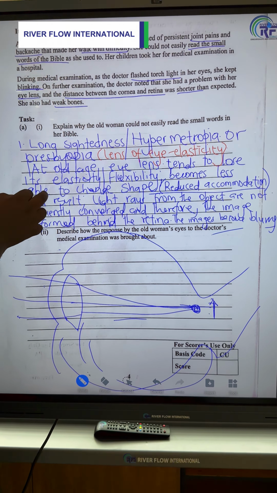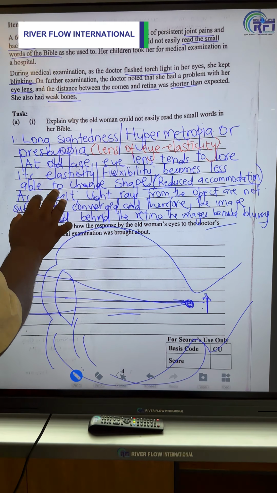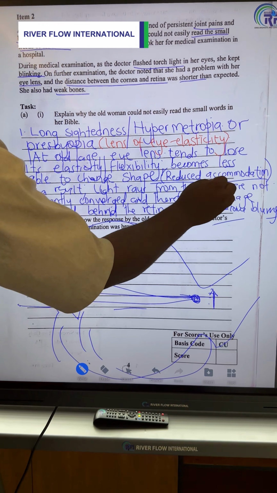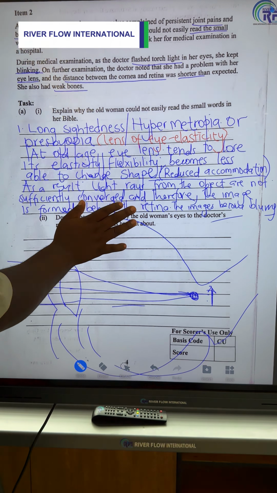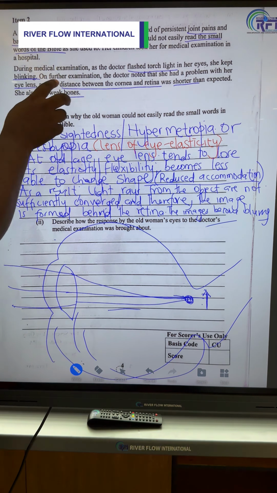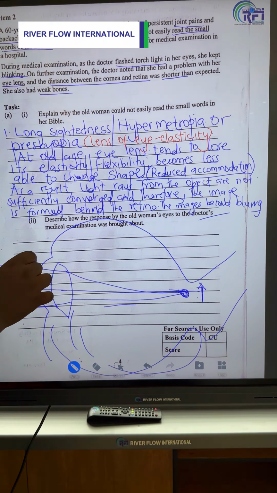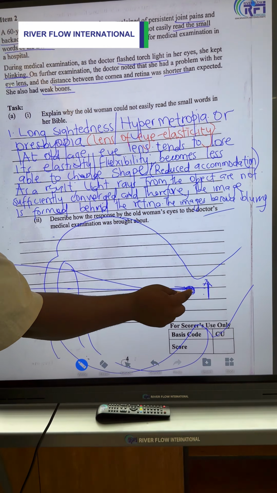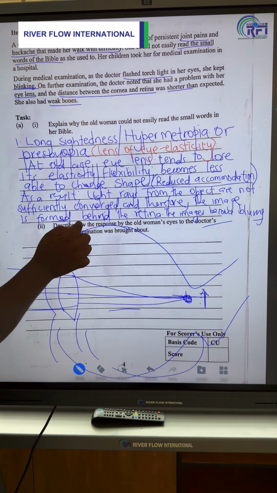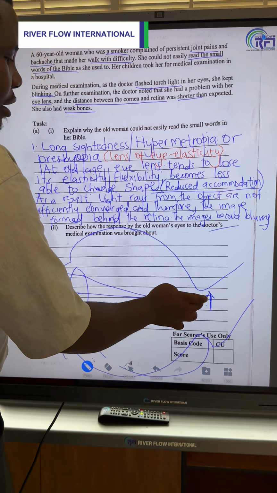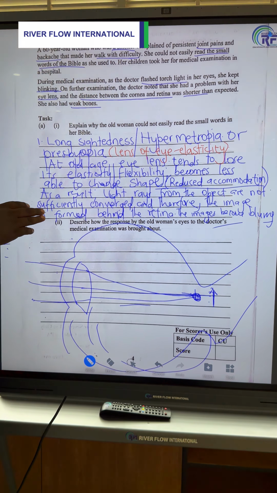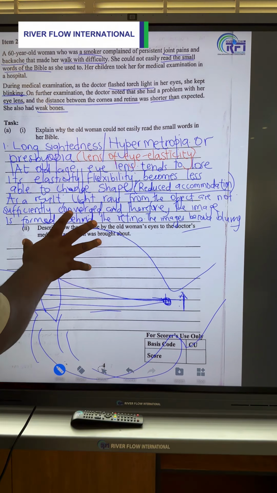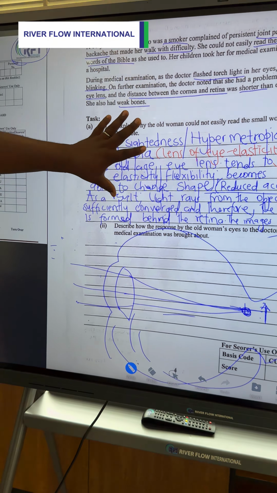The ability of it to easily change shape depending on where the light rays are coming from, either near or very far. And now, after it has failed to do that, we have also called that a term called reduced accommodation. As a result, the light rays from the object which we want to see, in this case the words of the Bible, are not sufficiently converged for the image to be formed at the retina, but instead the image is formed behind the what? The retina. And therefore, the words can't be read because they will be blurry. That is how we would explain this concept.